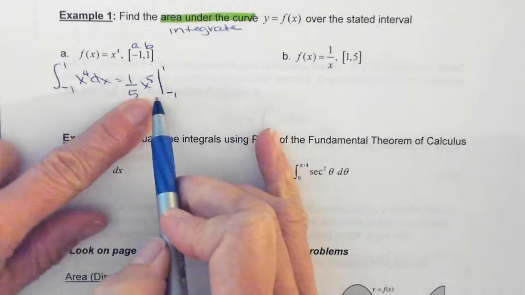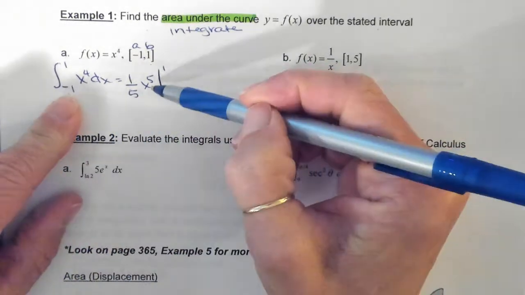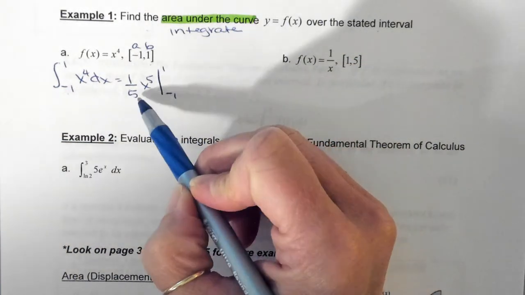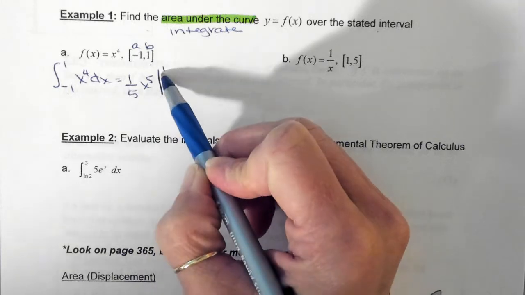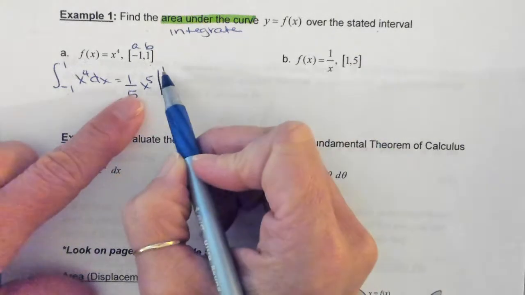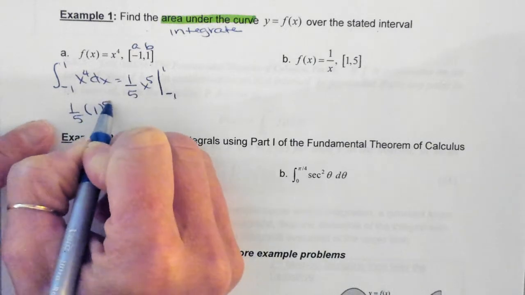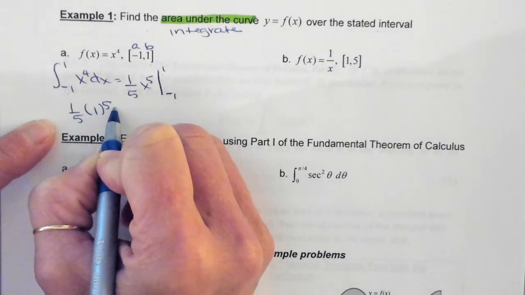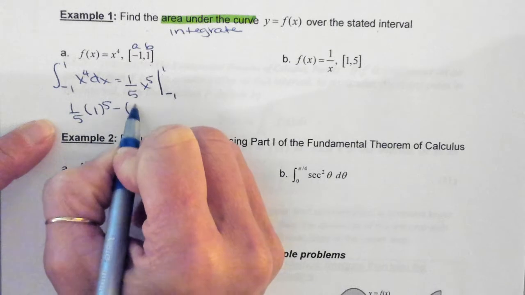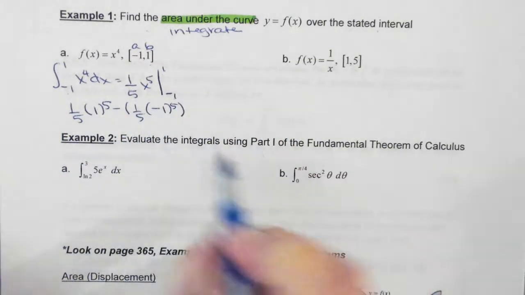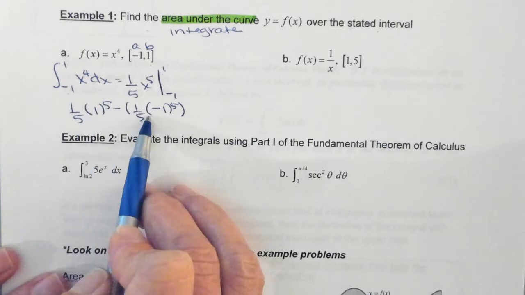So take a look here at this notation. Once you have integrated, you straighten out that integral symbol, and this is basically saying you're going to evaluate this function from -1 to 1. So you take your upper limit and you plug in. So you have 1/5 times 1 to the 5th power minus 1/5 times -1 to the 5th power. It's f of b minus f of a.